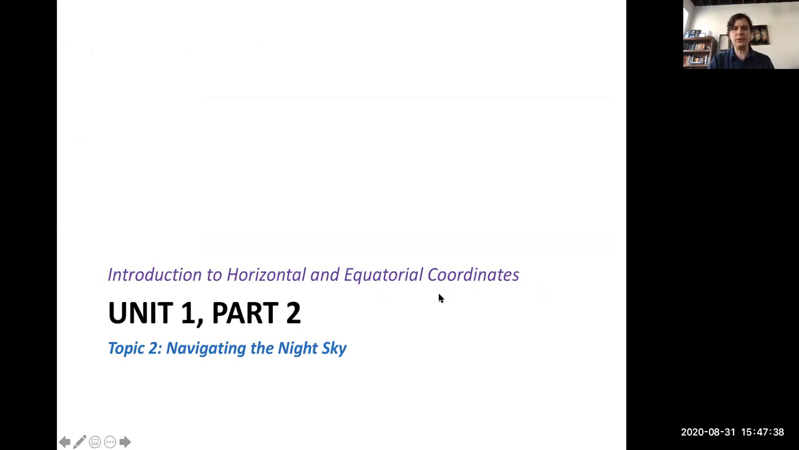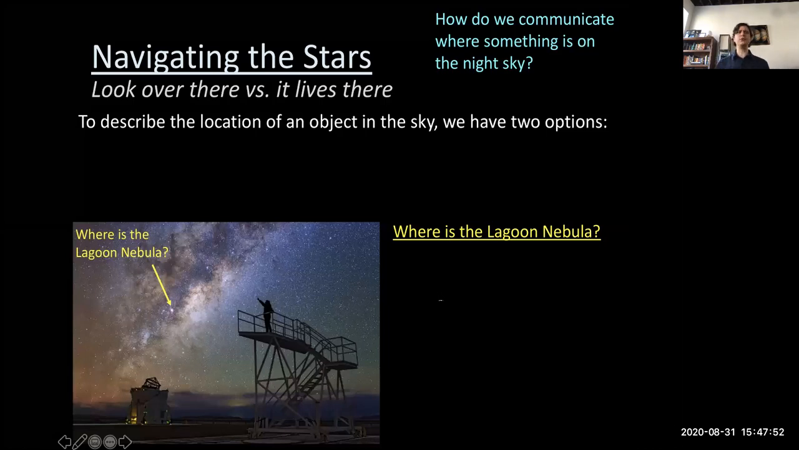All right, so introducing the two coordinate systems, how astronomers navigate and locate objects in the sky, are horizontal and equatorial coordinate systems. This video will focus on the horizontal coordinate system. But I want to introduce both of them.